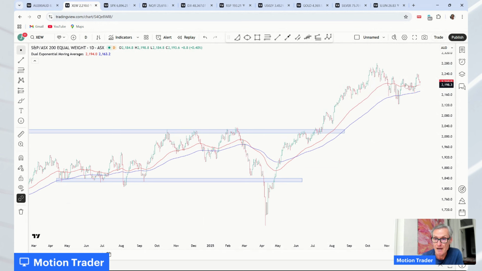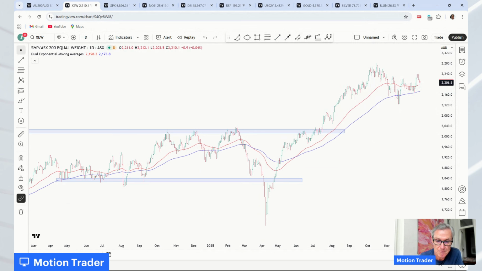You might remember we also talked about this little flagging structure a couple of weeks ago, which prices have just broken out from. Actually, there's a really good example of this in the small ordinaries, which I'll show you in a few minutes. So we've had a rally, the consolidation, then a breakout from there. I think that's all positive price action and price structure in the equal weight. And this isn't the sort of structure that you get if a market is on the cusp of selling off.